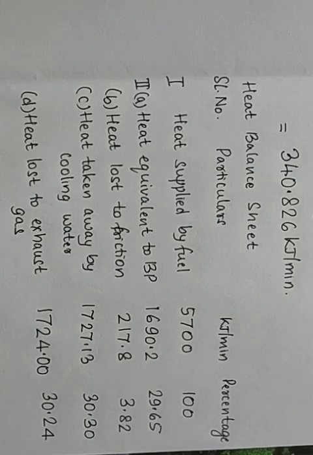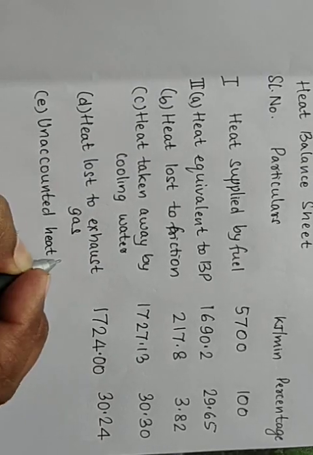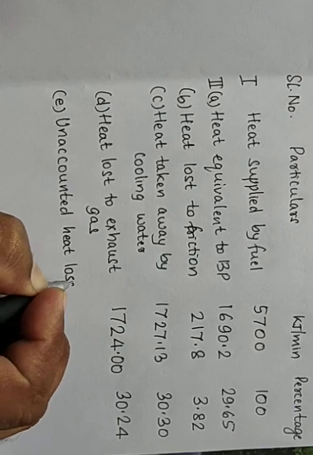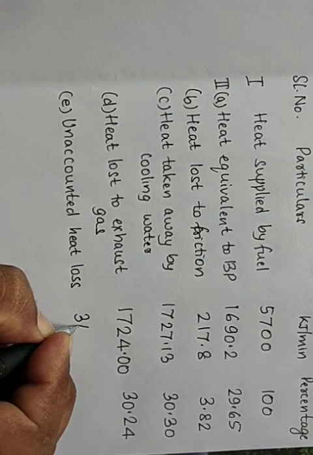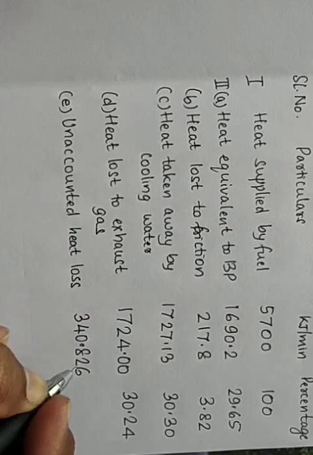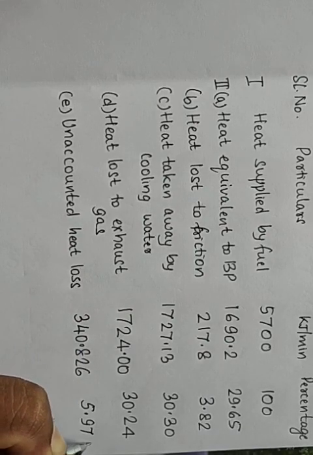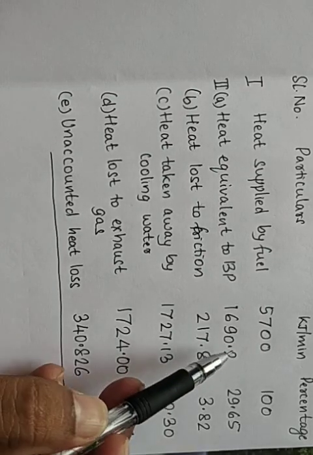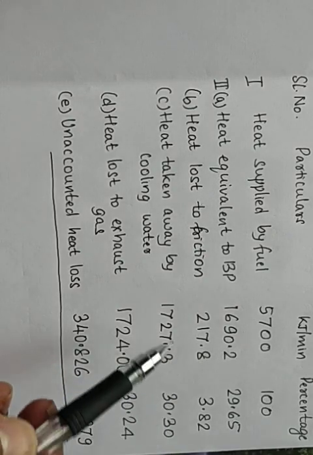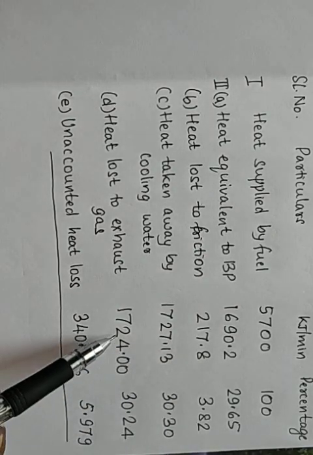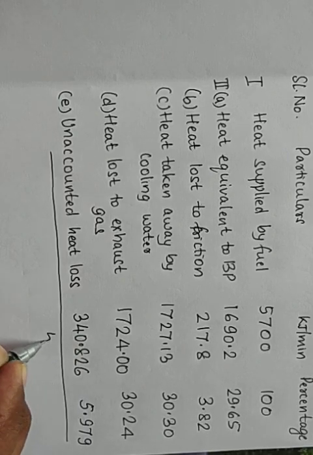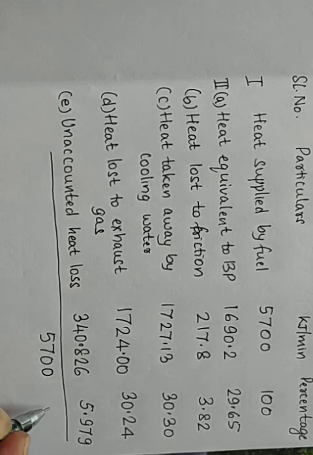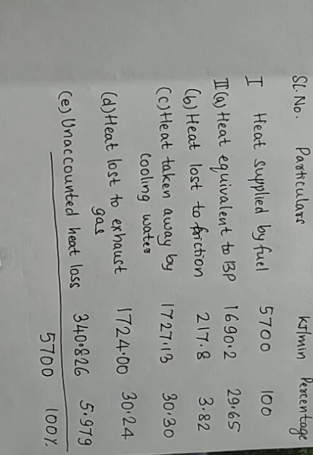And the last one is unaccounted heat loss. This unaccounted heat loss is 340.826, which is 5.979%. If I add heat equivalent to BP, heat loss due to friction, heat taken away by cooling water, then heat loss to exhaust gas and unaccounted heat loss, I will get the total as 5700, which is nothing but 100%. So adding the percentage.